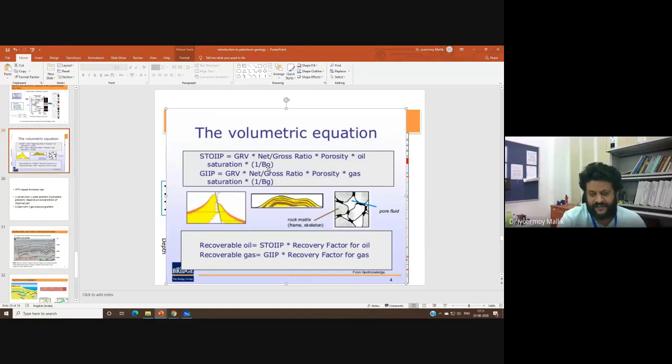And how GRV is calculated, as we said, area multiplied by thickness. Net to gross we talked about. It's generally done from the Gamma logs, right? You initially calculate the V shell, and then 1 minus V shell is your net to gross, multiplied by porosity. Porosity is also calculated from different types of logs. We will discuss it later on, but for the time being, porosity is the amount of void space present in that rock.